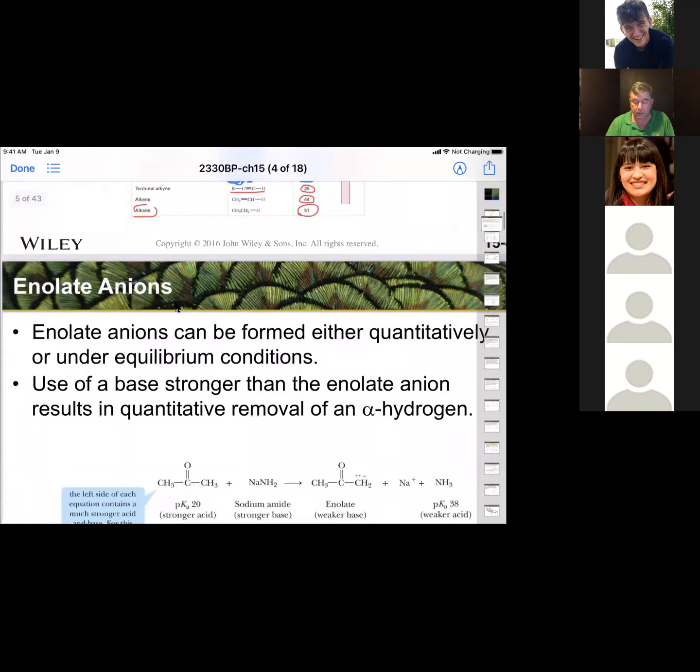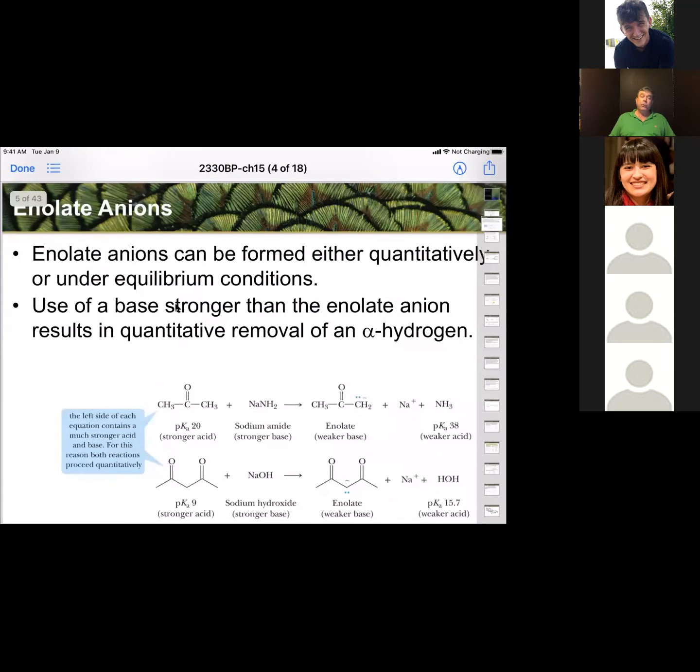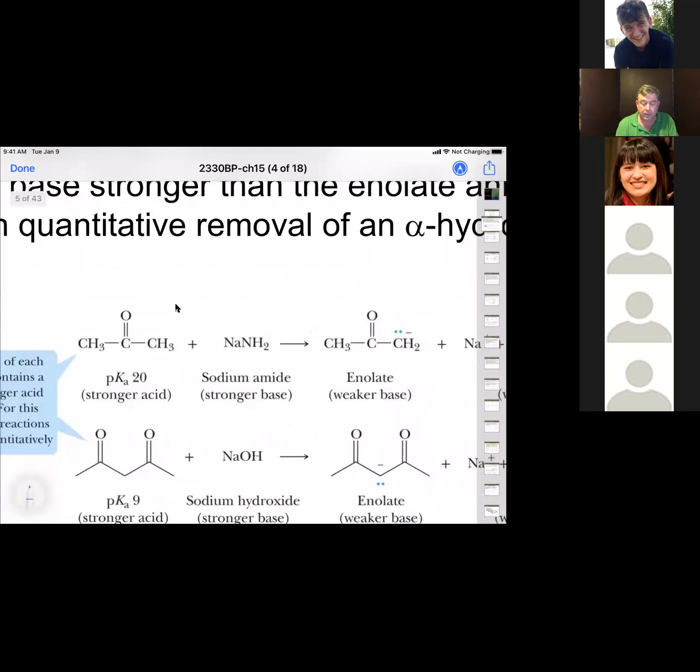Okay, so let's talk about the ion itself. Once we form that ion, we can then use it as a nucleophile. We can either form it by driving it to completion and holding it there, or we can hold it with an equilibrium. So let's look at the first one here. Let's look at this ketone right here.